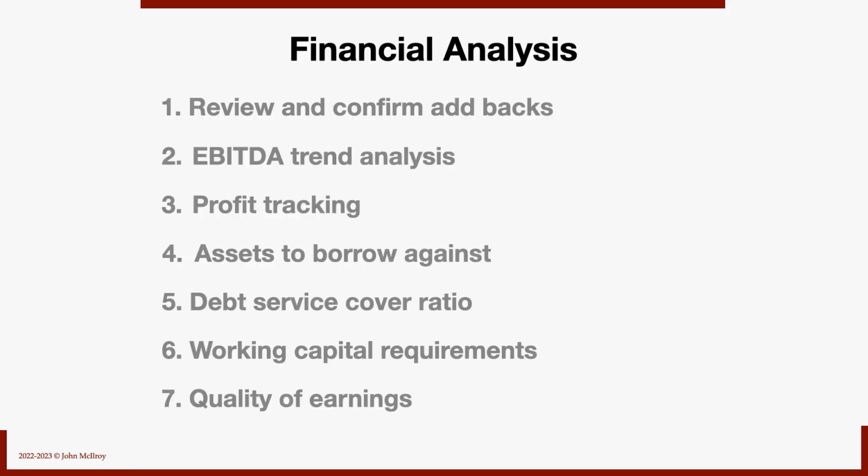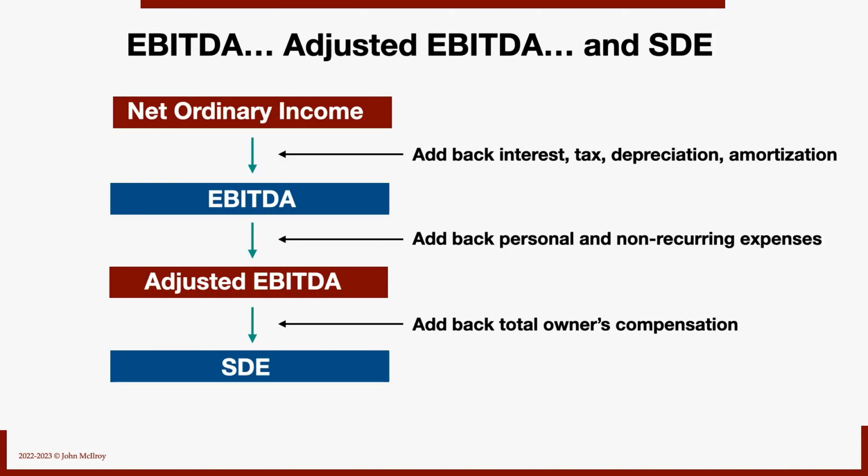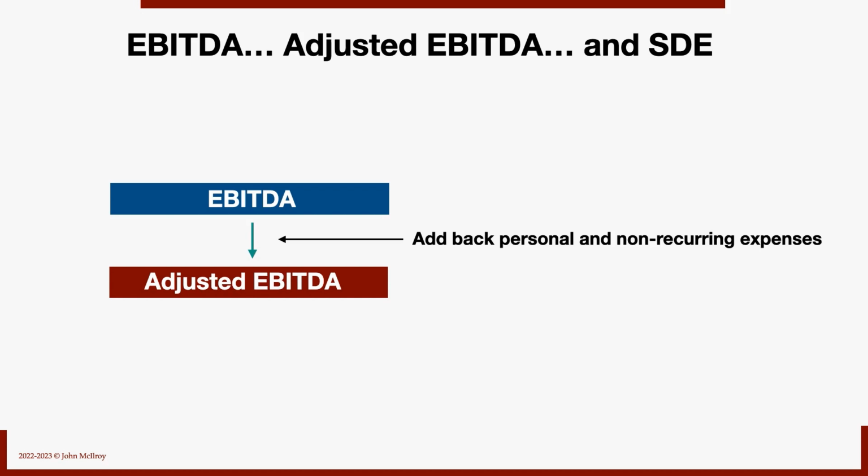Let's take a look at our agenda, starting with the first item, review and confirm add backs. I want to look at some examples. We just took a look at the progression from net ordinary income to adjusted EBITDA and SDE. What we're taking a look at in this video is moving from EBITDA to adjusted EBITDA and the add back of personal, discretionary, and non-recurring expenses.